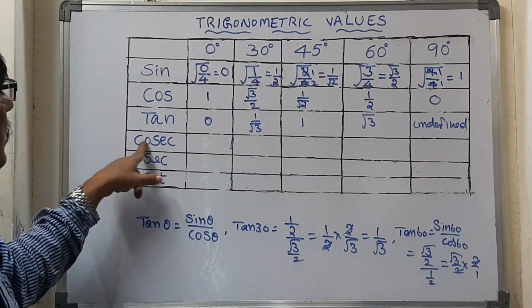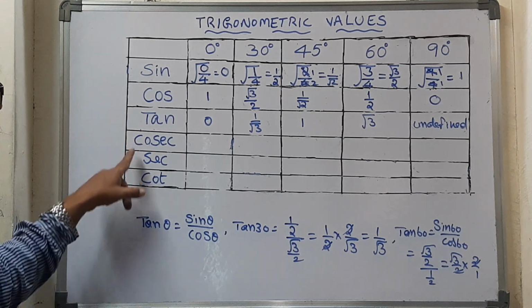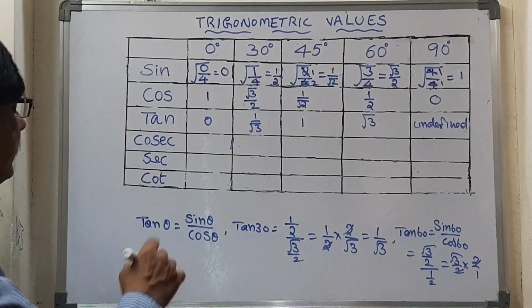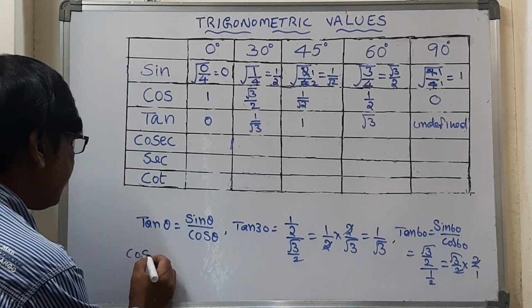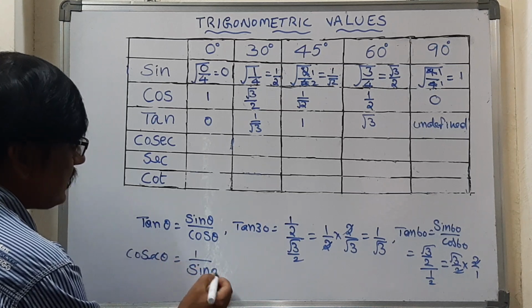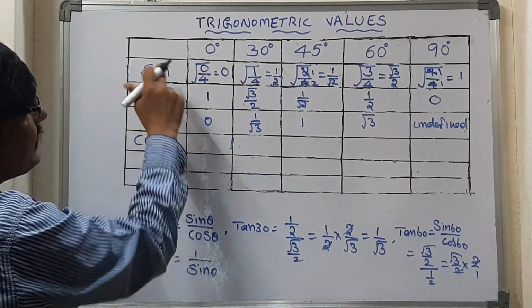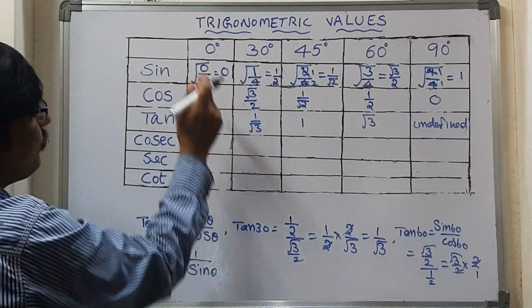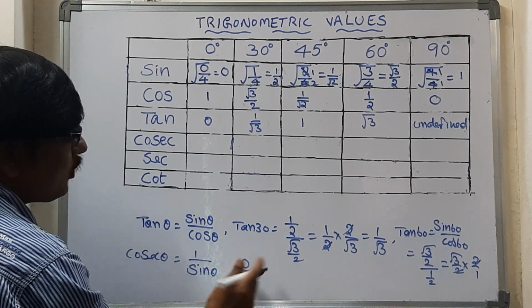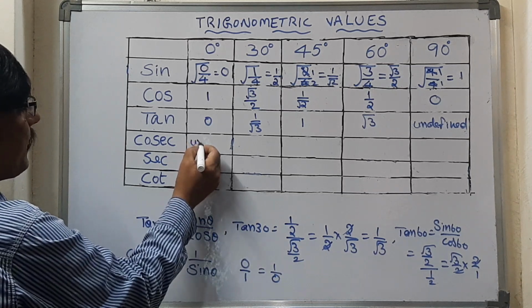Now let's go for the cosec theta. These cosec theta, secant theta, cot theta are the reciprocals of these three functions, isn't it? What is meant by cosec theta? That is nothing but the reciprocal of sin theta. So then what is cosec 0? That will be the reciprocal of sin 0. And sin 0 is how much? 0, which means 0 by 1. What is the reciprocal of this? That is 1 by 0. So that is undefined.